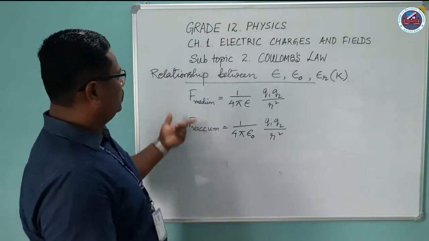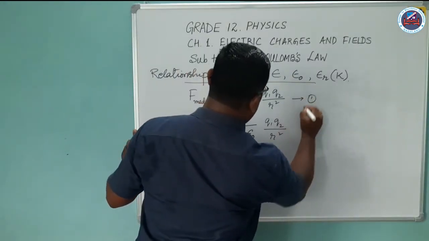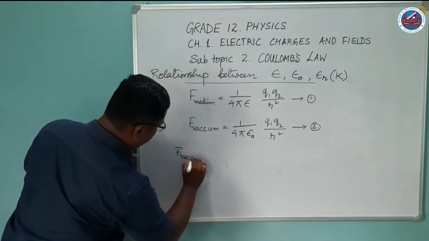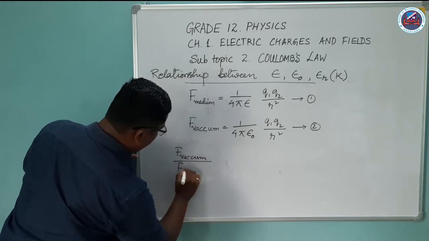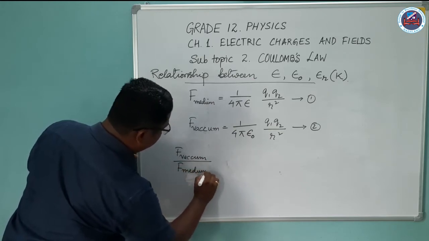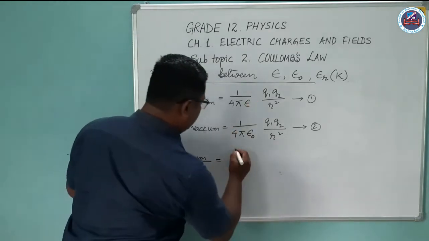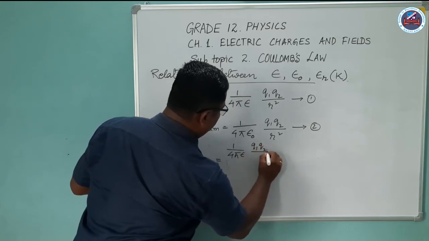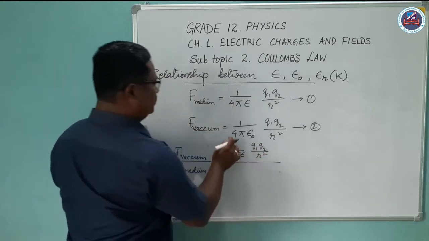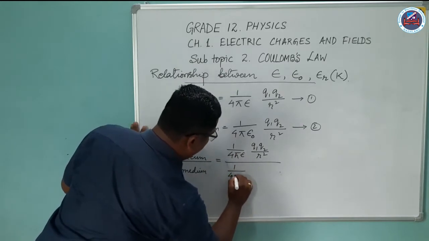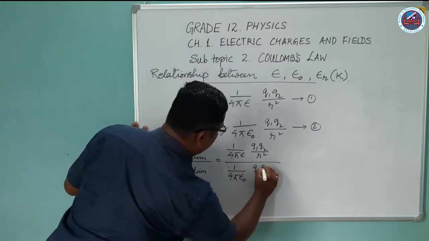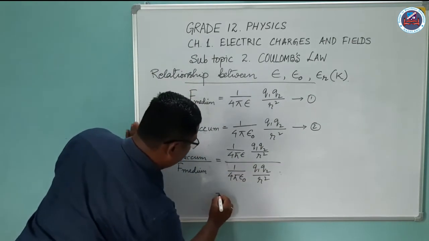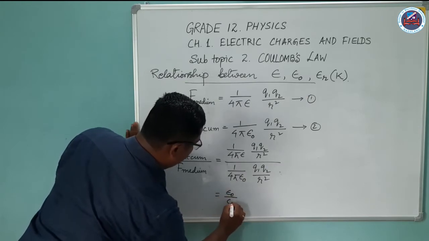These two equations, if you divide them, force in vacuum divided by force in medium, then we will get 1 by 4 pi epsilon Q1 Q2 divided by r square, divided by 1 by 4 pi epsilon naught Q1 Q2 divided by r square. And cancelling the terms, we will ultimately get epsilon naught by epsilon.